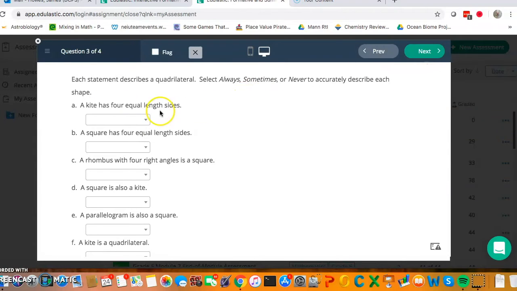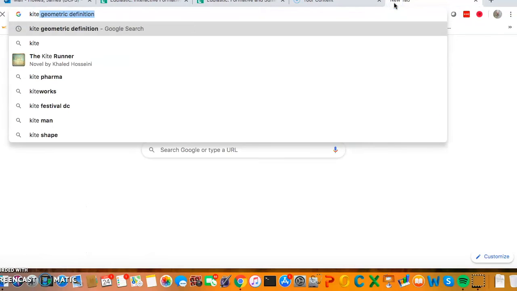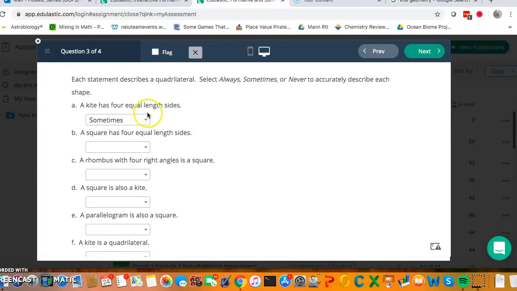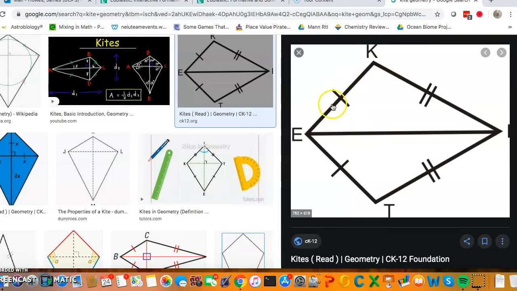Moving on. The kite has four equal side lengths. Well, that's sometimes true because a square is a kite, as is a rhombus. A kite is a shape where it has two sets of equal sides that are next to each other. In fact, let's have a look on the old internet. Look right here. So, here's a kite, and it has these two sides next to each other the same length. These two sides are next to each other the same length. So this is there four equal sides. Well, this side isn't equal to that side, so it's not always true.